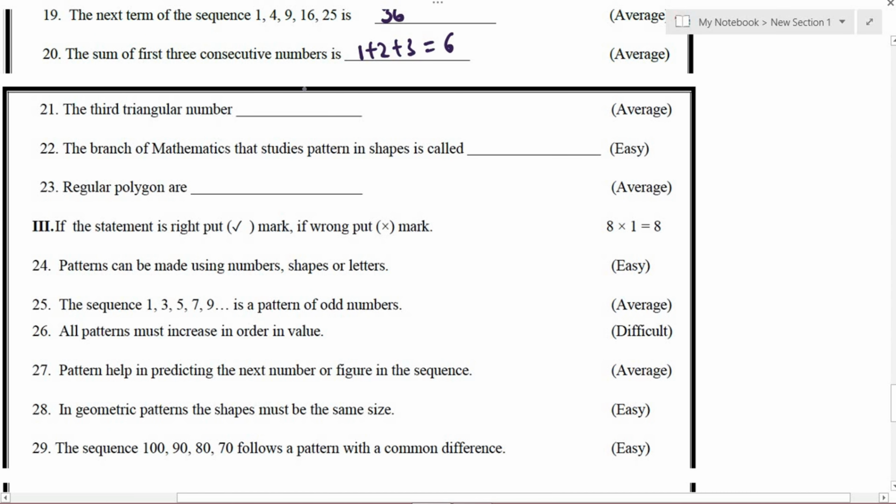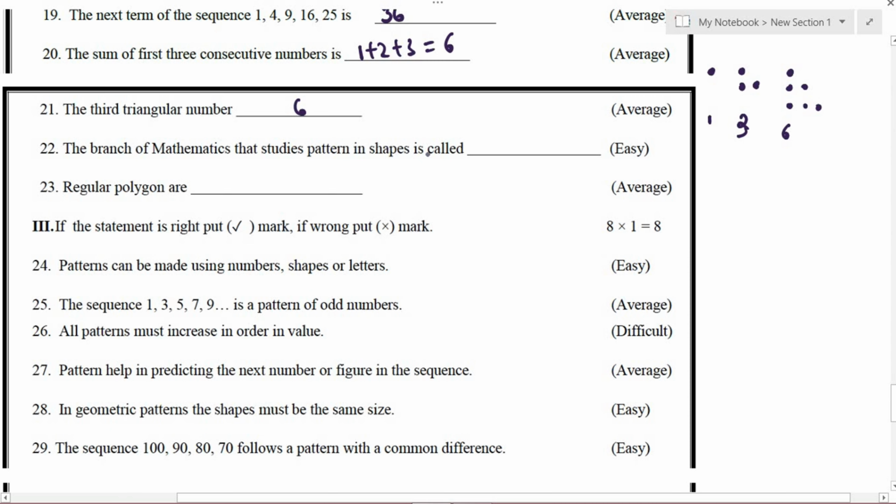The third triangular number: just now I said 1, 3, 6. These are the first triangular number 1, the second triangular number 3, and the third triangular number 6. The third triangular number is 6.